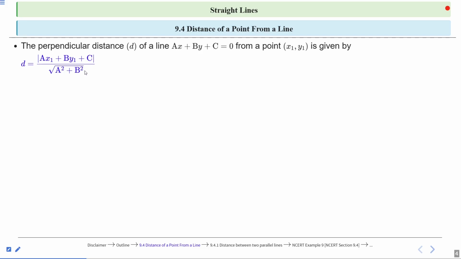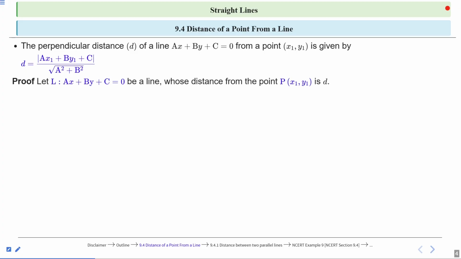So students, first of all, think about this. How would you approach it? How to prove this formula for the distance of a point from a line? Think about this for a moment.